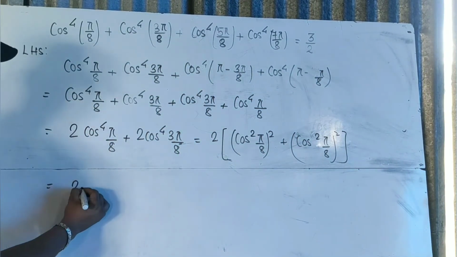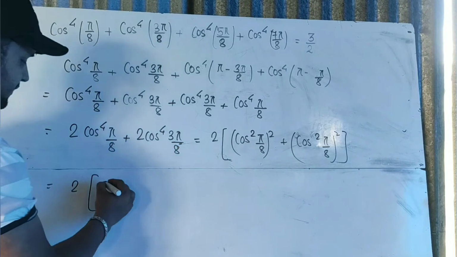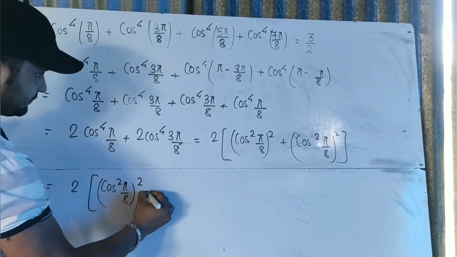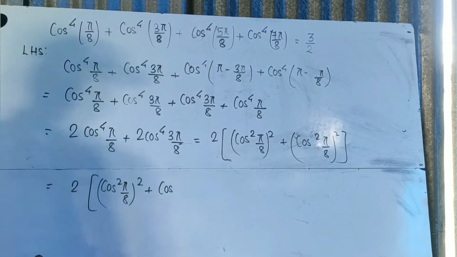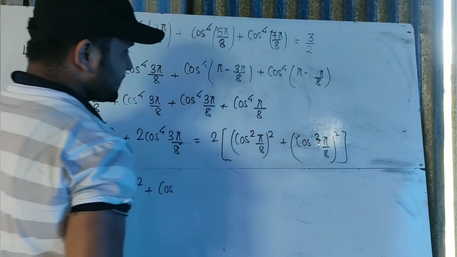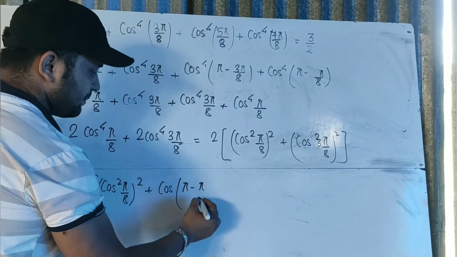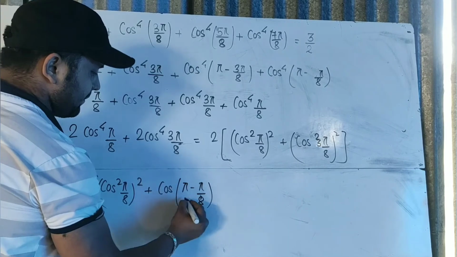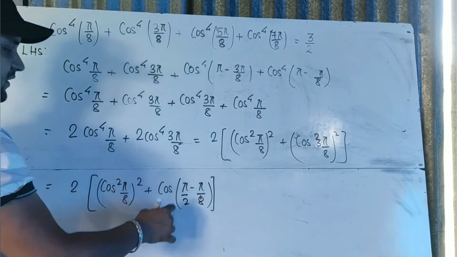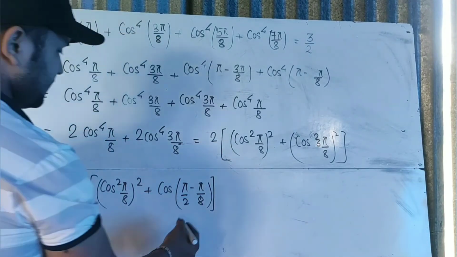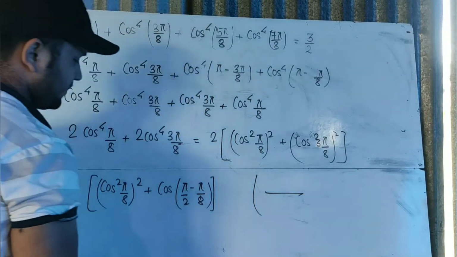Now we'll change this cos into a sine. So you have pi by 8 here, and this is 3 pi by 8 here. To convert this 3 pi by 8, we need pi by 2 minus pi by 8. If you have this pi by 2 minus pi by 8, then this will give you 3 pi by 8.